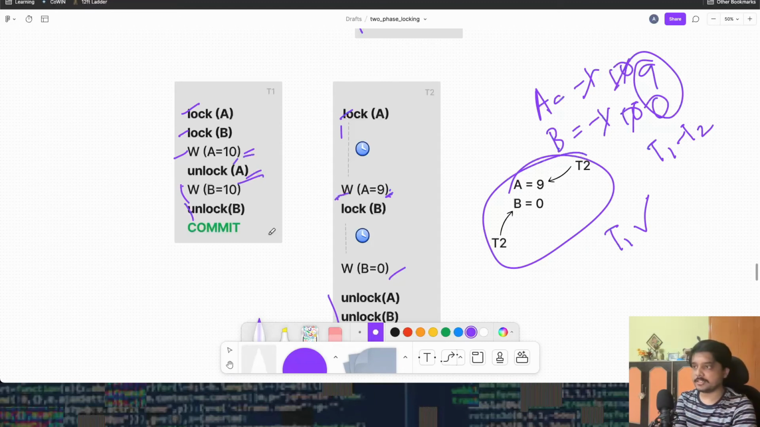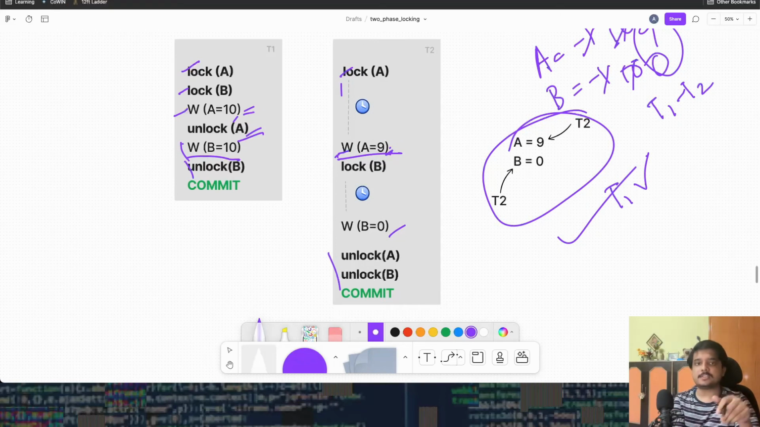So this is the beauty, guys. You see it looks like T1 has run before T2, but in reality, it's not so. It is doing operations at the same time. When T1 is writing to B, T2 is writing to A. So this is making our transactions go faster, but it looks like T2 has run after T1. This is the thing that we wanted to achieve, and we have achieved it using two-phase locking.